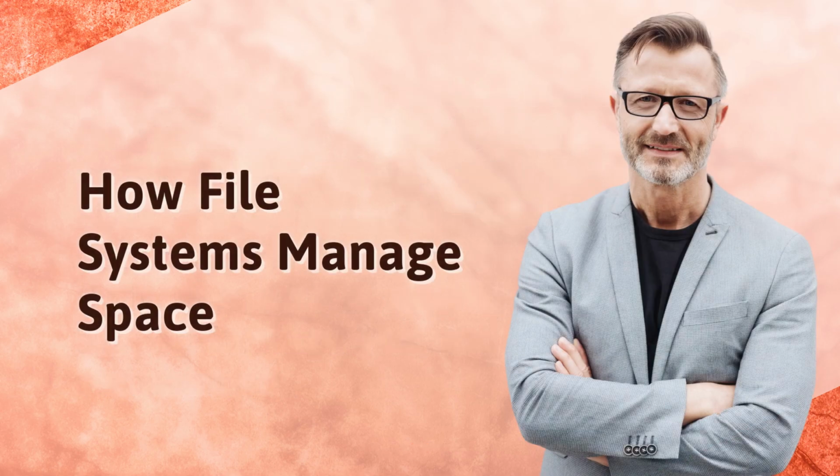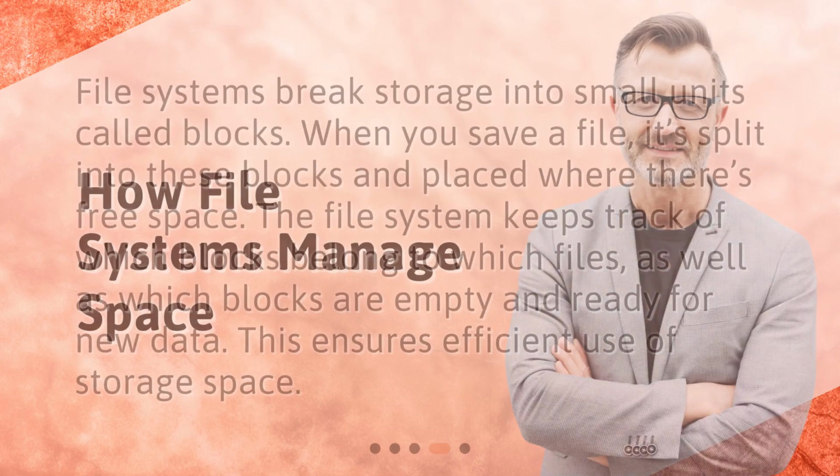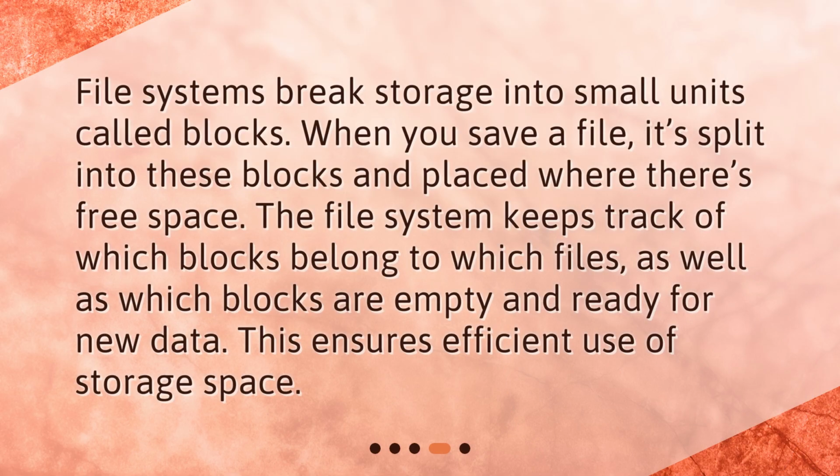How file systems manage space. File systems break storage into small units called blocks. When you save a file, it's split into these blocks and placed where there's free space. The file system keeps track of which blocks belong to which files, as well as which blocks are empty and ready for new data. This ensures efficient use of storage space.